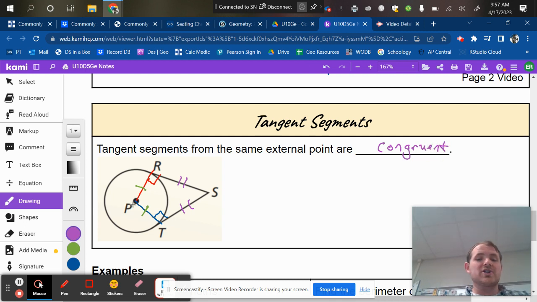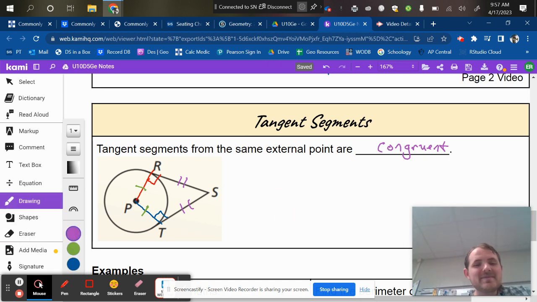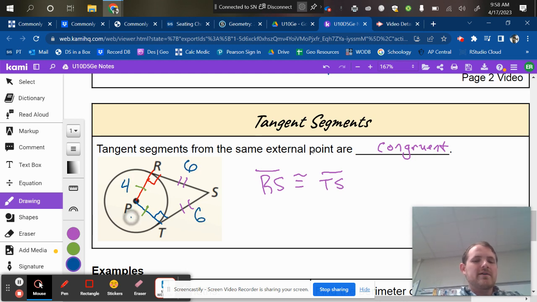What's the difference? Great, good question. A rhombus has all congruent sides. That's the main difference. All right, so we could say that RS, that side length, is congruent to TS. So again, that's what we want to see there. Like I could have a 6 and a 6 and a 4 and a 4. Okay, the radii are congruent. The tangent lines that go to that same point, tangent segments, are going to be congruent as well.